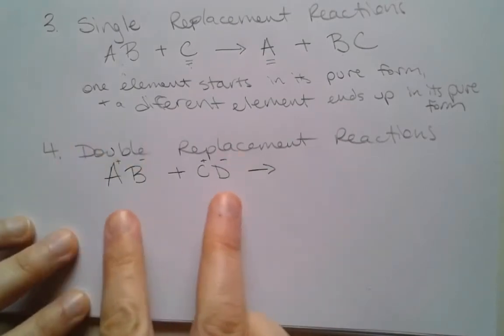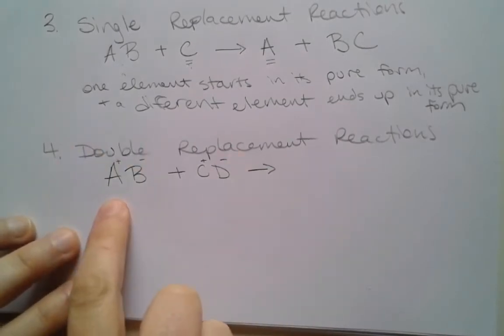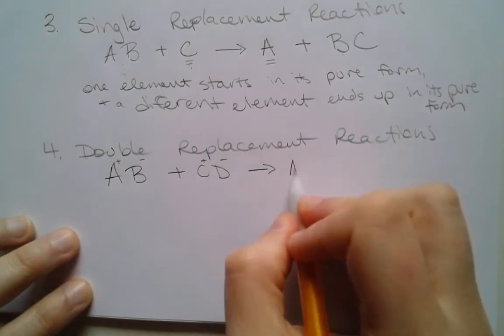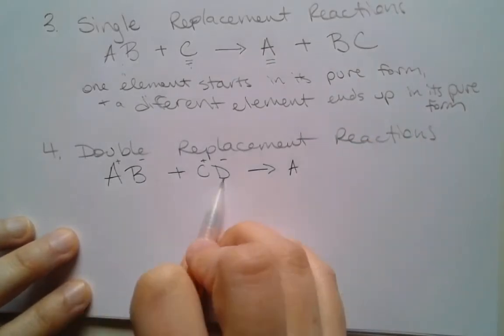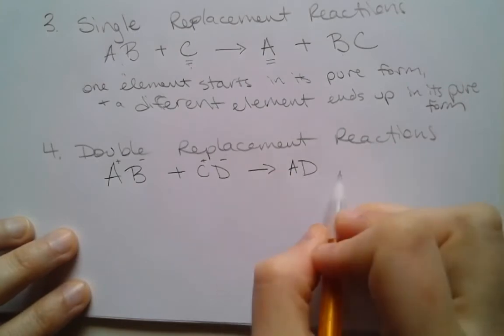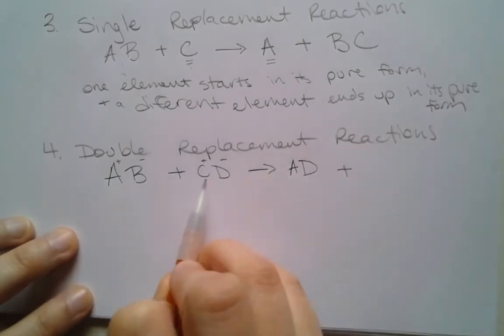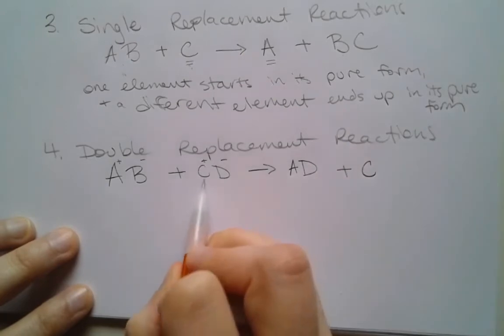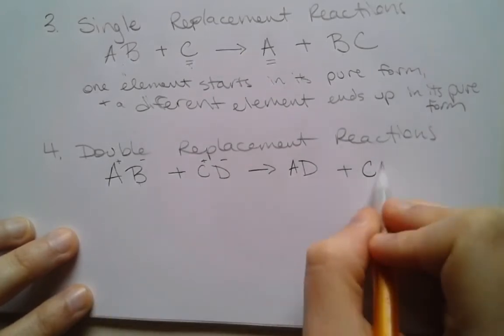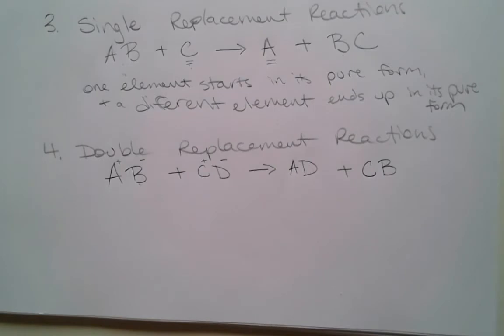So when these things go to react, that compound's positive ion is going to go stick to that compound's negative ion, and this compound's positive thing will stick to that compound's negative thing. This is the kind of thing that folks sometimes put on note cards just to remind yourself of. But you can also kind of see it. The first thing's positive sticks to the second thing's negative. Second thing's positive sticks to the first thing's negative.